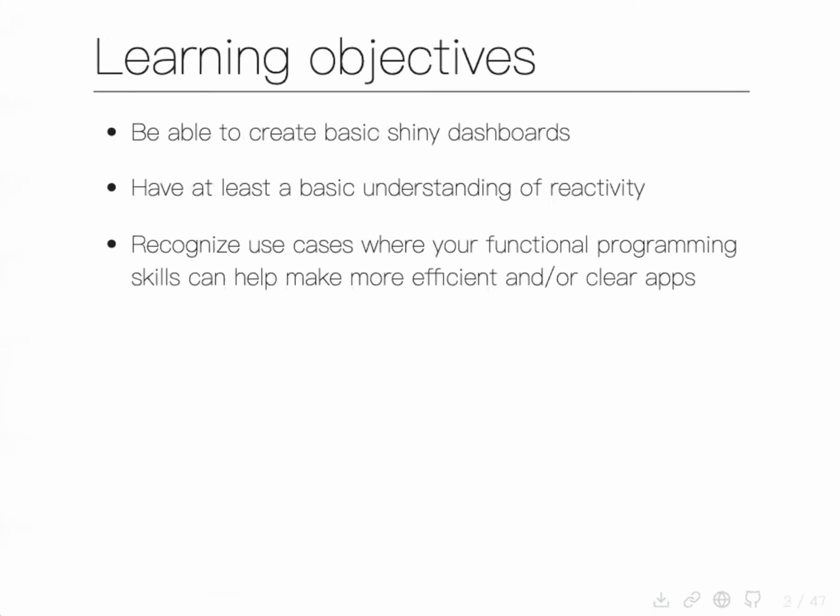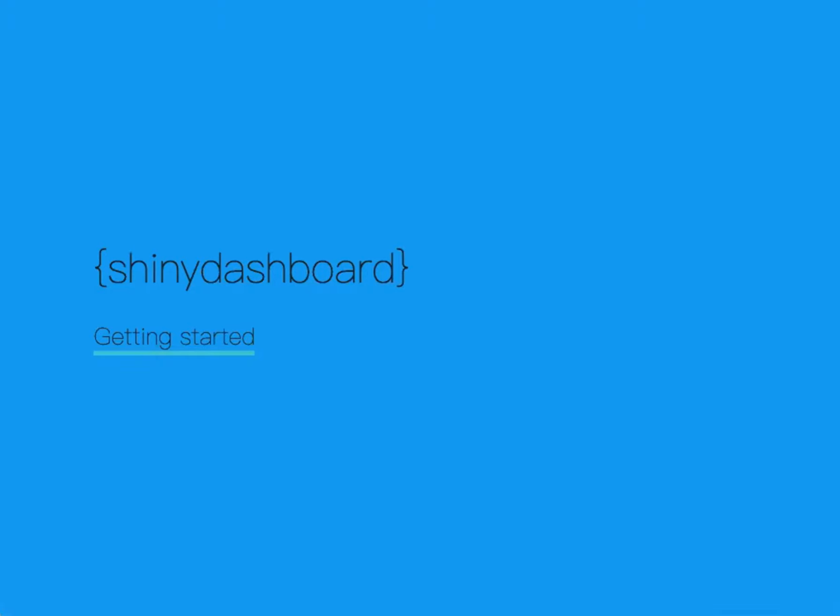So learning objectives today, hopefully you'll be able to create at least basic Shiny dashboards, and then have at least a basic understanding of reactivity and how Shiny uses reactivity and how you might need to use reactivity when you're working with Shiny. And then recognize use cases for your skills in functional programming that you've built up through this class to help make your app more efficient, more clear, more whatever, okay?